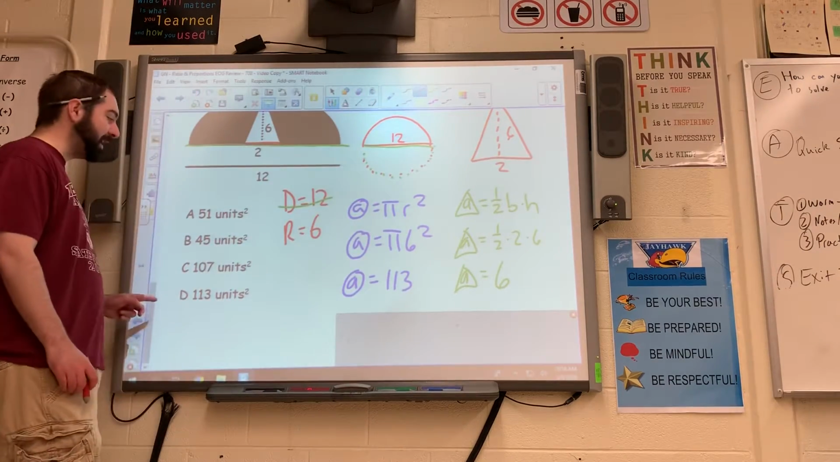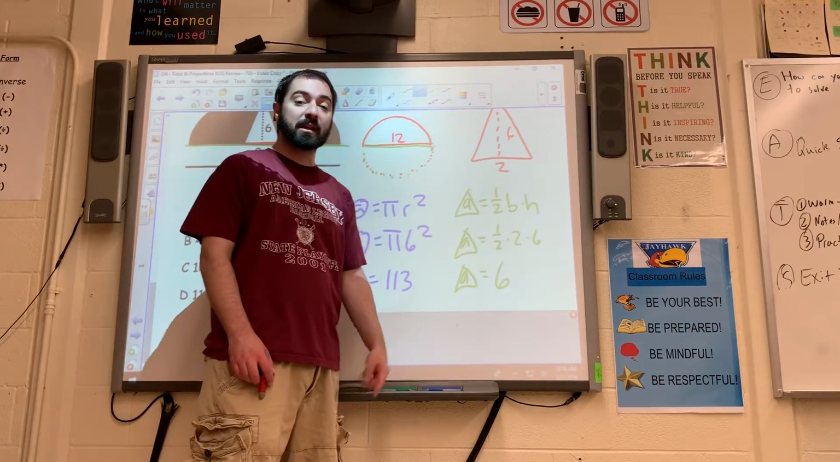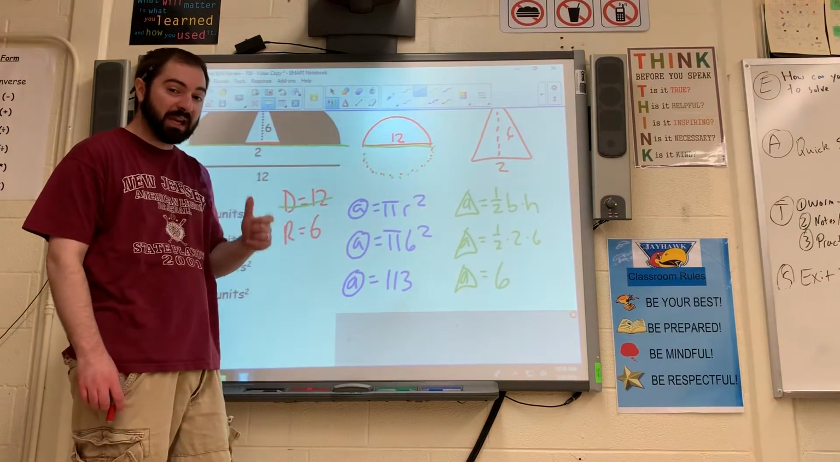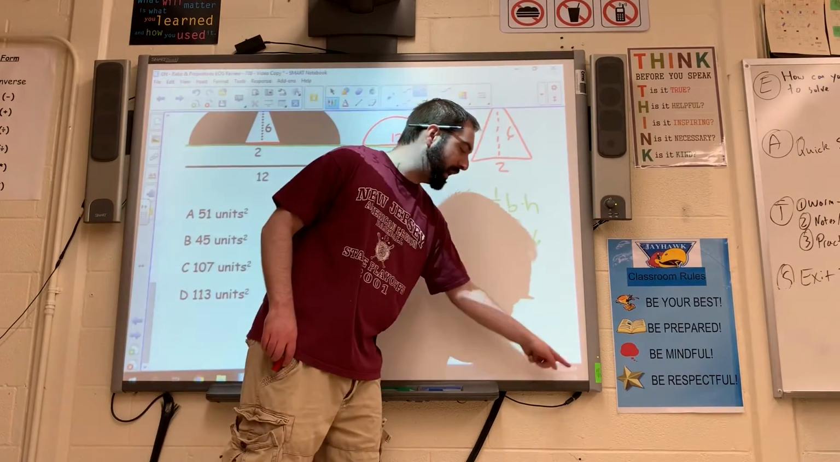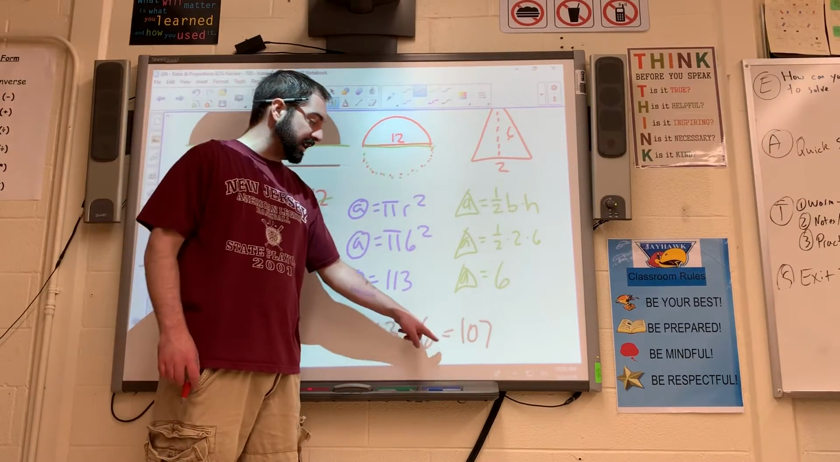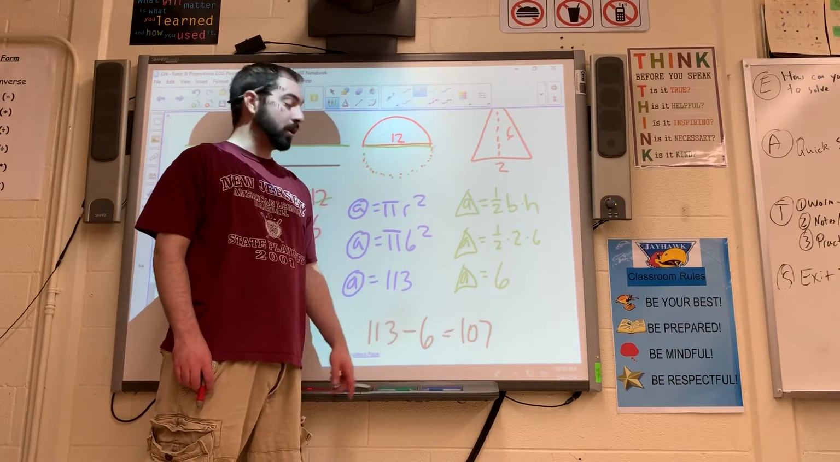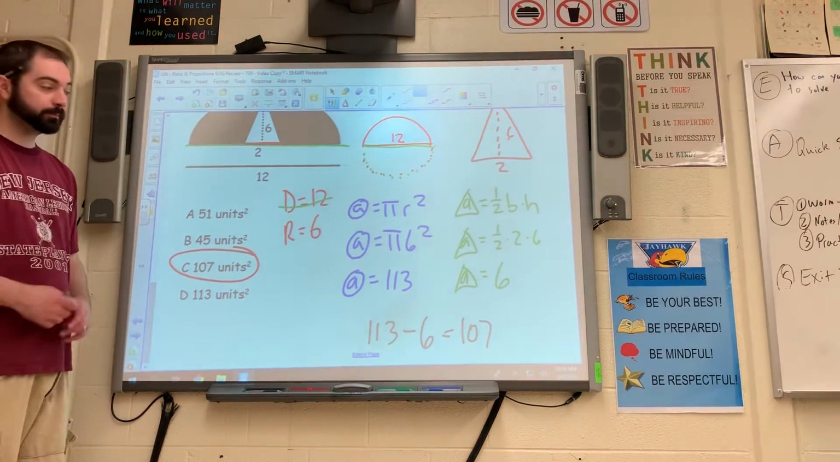So now I have the area of the semicircle, I have the area of the triangle. Shaded regions, easiest way to remember: shaded, subtract. So the last step is 113 minus 6, the area of the circle minus the area of the triangle. You get an answer of 107 units squared.